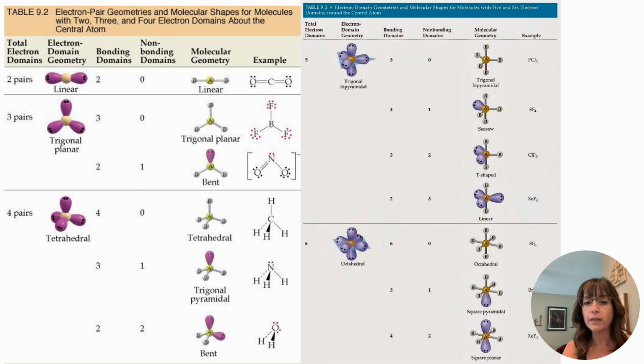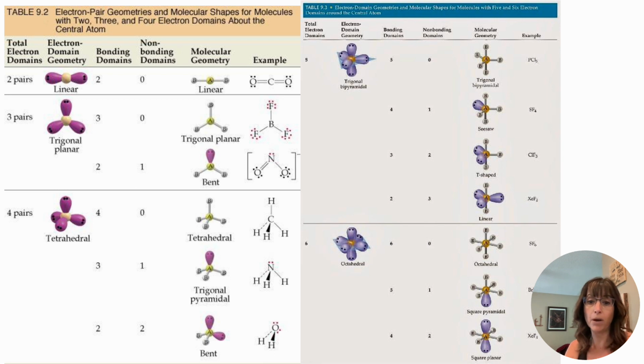What if you have water? Oxygen has two balloons of negativity. Again, start with tetrahedral, pull two off, what's left? Bent. Now that is not the same bent that you saw in trigonal planar, and here's why. Tetrahedral has bond angles of 109.5. Trigonal pyramidal goes down to 107. And when you go to bent, it's actually 104.5. All right. Now it gets a little bit more strange when you get to trigonal bipyramidal.